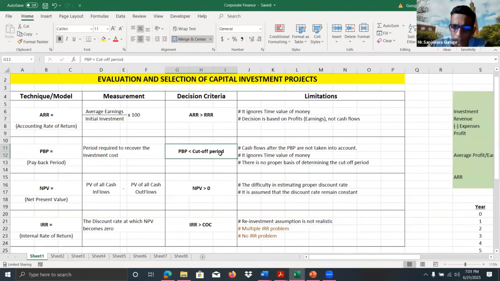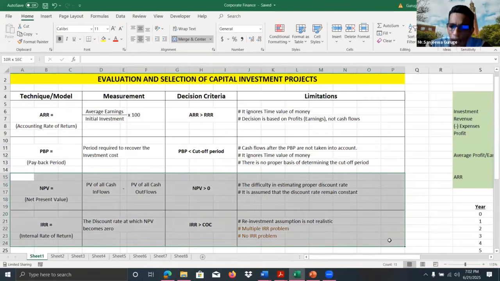And in addition to that, you also know this cutoff period, this benchmark. That is also decided by the management, which does not have a particular principle basis to decide this cutoff period. So that can lead to various issues. And you have learned in finance about agency conflict, and especially this payback period technique can lead to agency conflict. The better techniques are NPV and IRR.